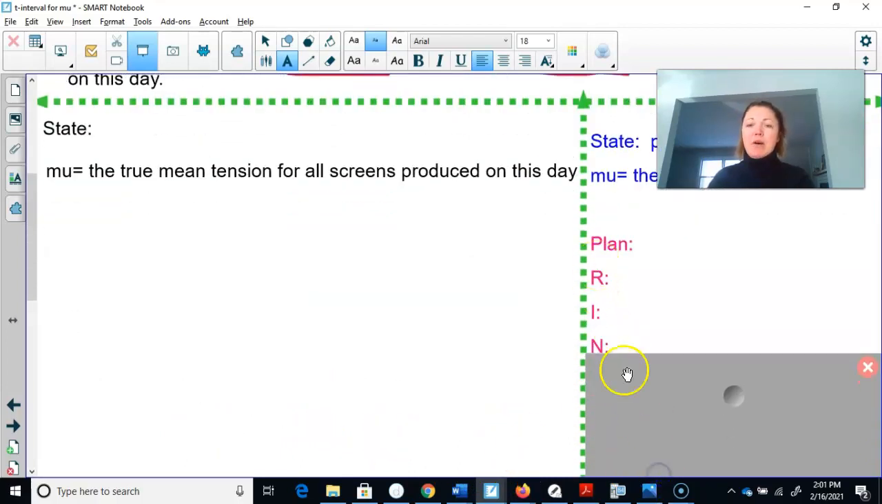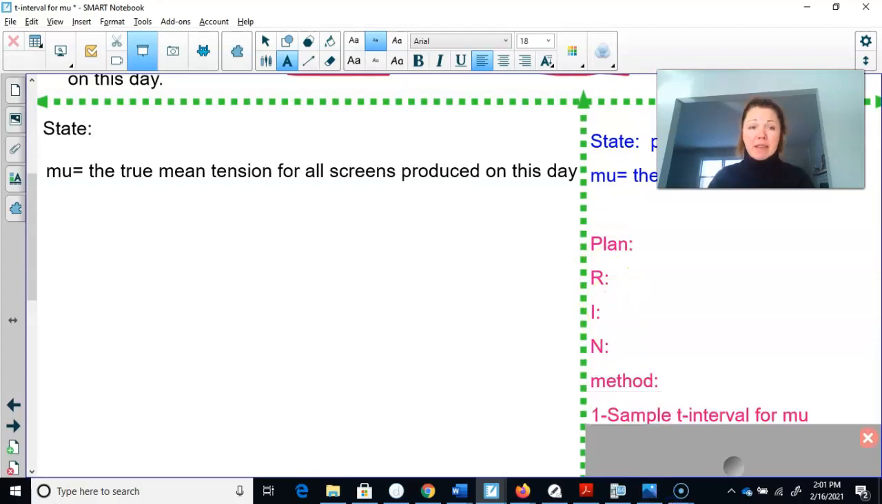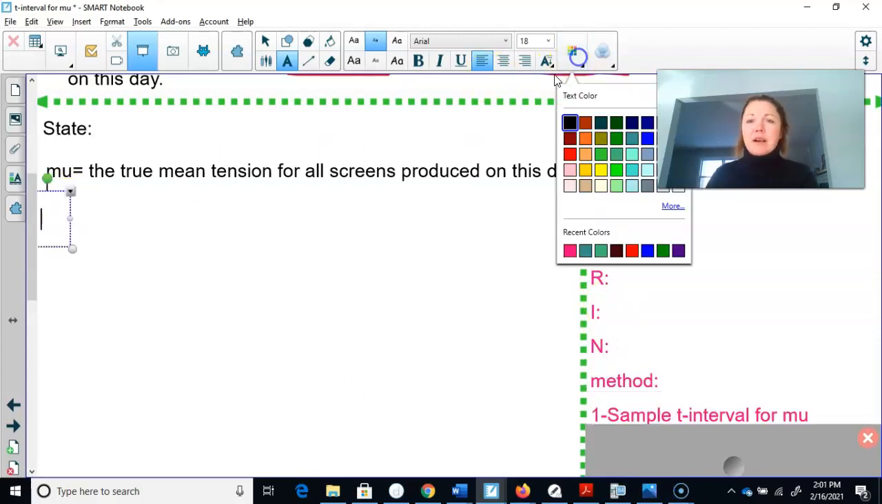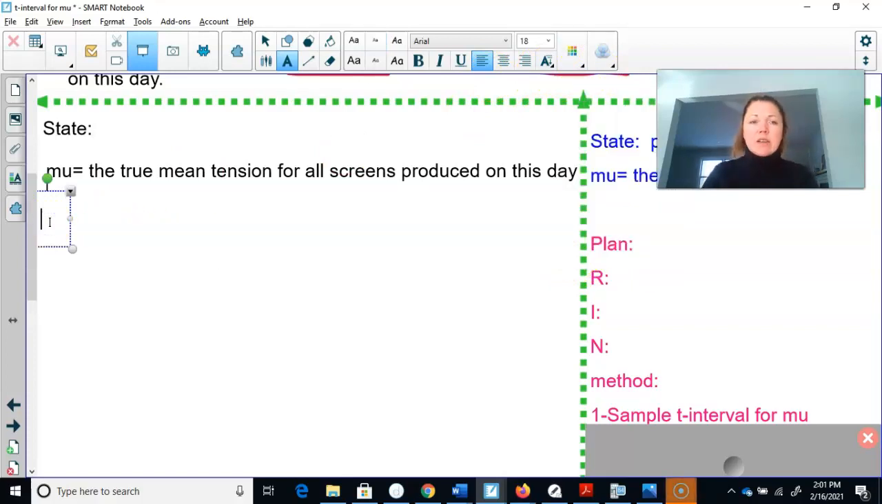Let's go to the plan. We just talked about our conditions, and then we have our method. I'm going to use a different color. I appreciated on the last test, many of you were very organized in your thinking. Makes it easy to grade, and it's better.